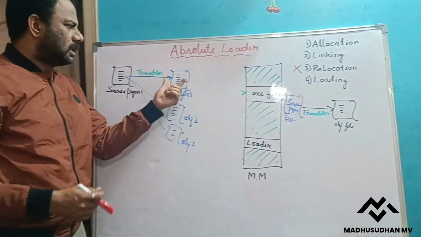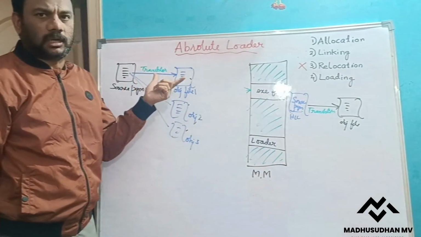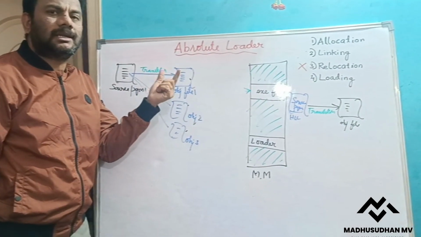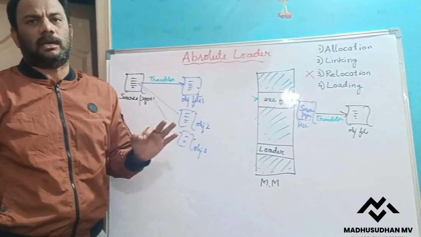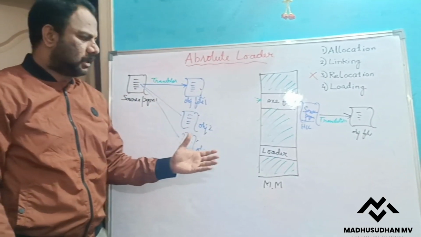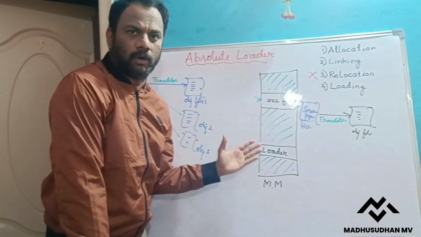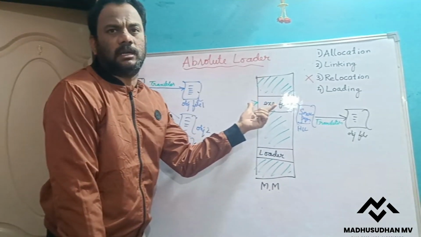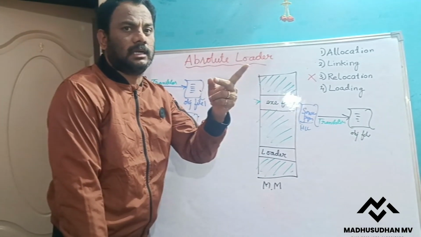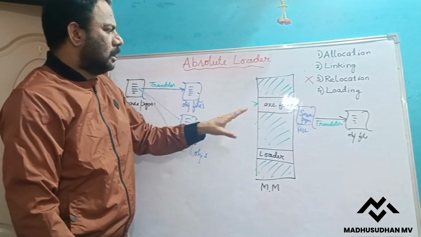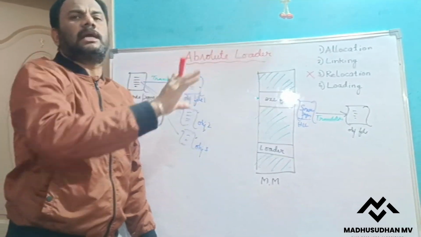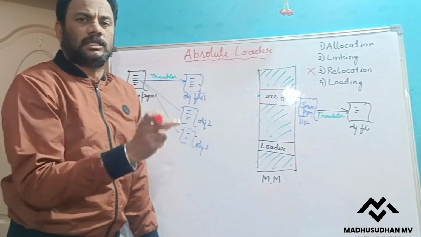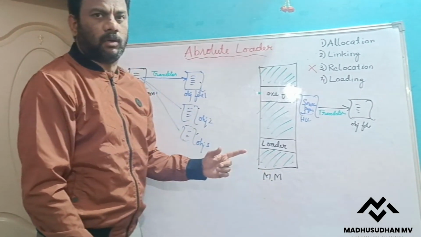Every object file the compiler generates will also carry an absolute address, also called a physical address. We call it a physical address because it refers to the physical memory, the main memory. You have heard of logical address and physical address: logical address is used with respect to the secondary memory, whereas physical address is used with respect to the main memory.